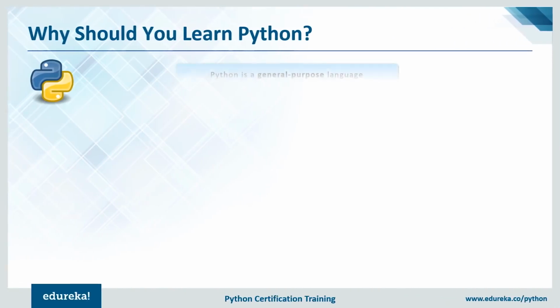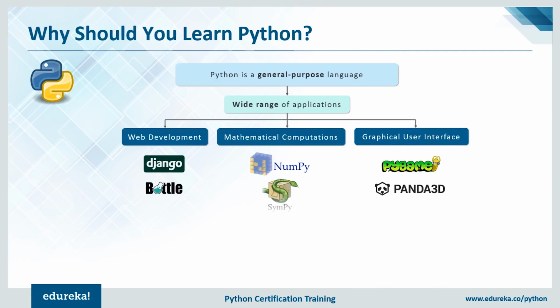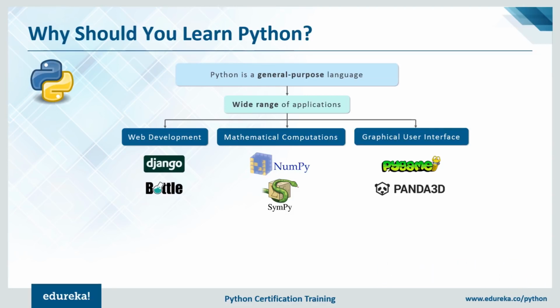Well, guys, Python is a general purpose language. But it has a wide range of applications ranging from web development, scientific and mathematical computing, and even designing your own graphical user interfaces. So you can make use of Django and Bottle for web development, you can make use of NumPy and SymPy for mathematical computations, and you can design your own games using Pygame as well. And so much more, guys.